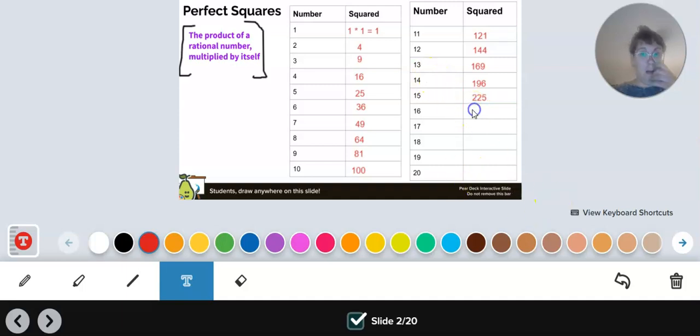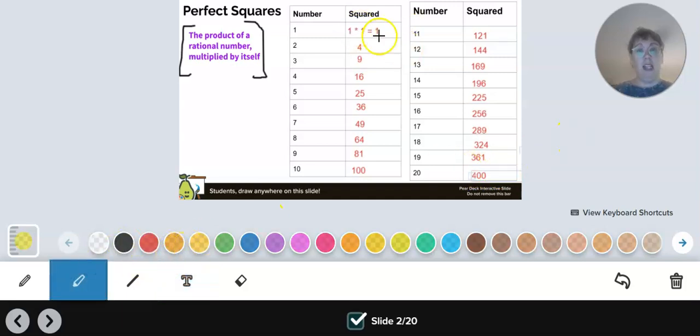16 squared is 256. 17 squared is 289. 18 squared, 324. 19 squared is 361. And finally, 20 squared is 400.